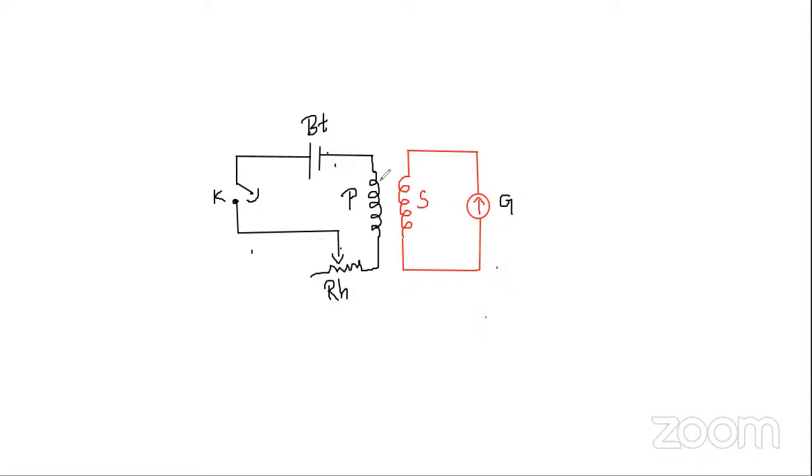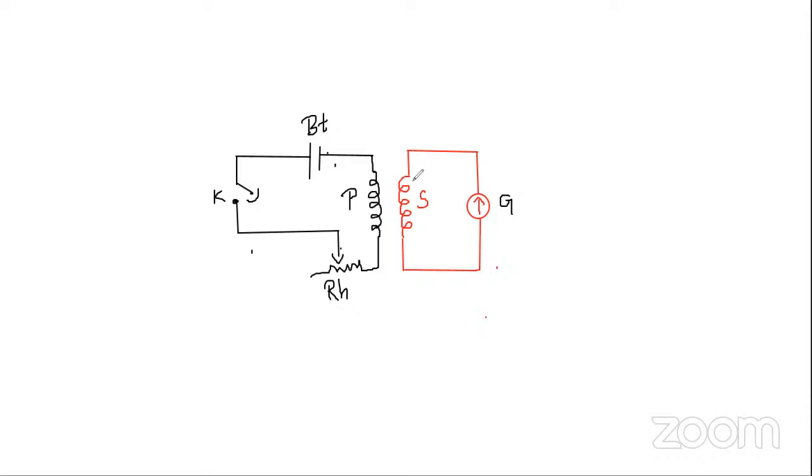Once the battery is connected, for a fraction of a second the current through the primary coil increases from 0 to the maximum value, and a magnetic field is generated around the primary coil, because we all know very well that if a coil carries current, there will be a magnetic field around it. So there is a changing magnetic field around the primary coil.